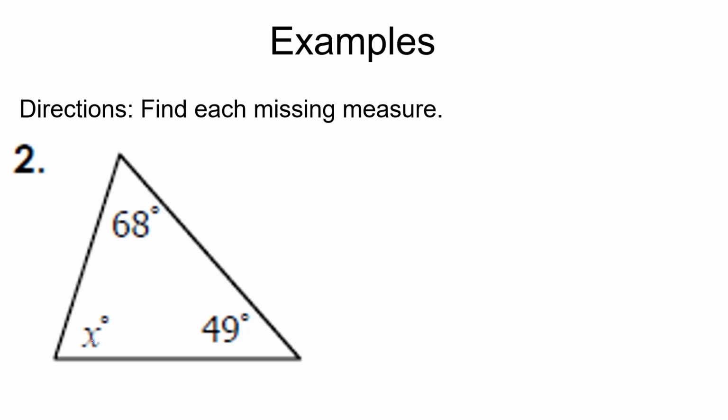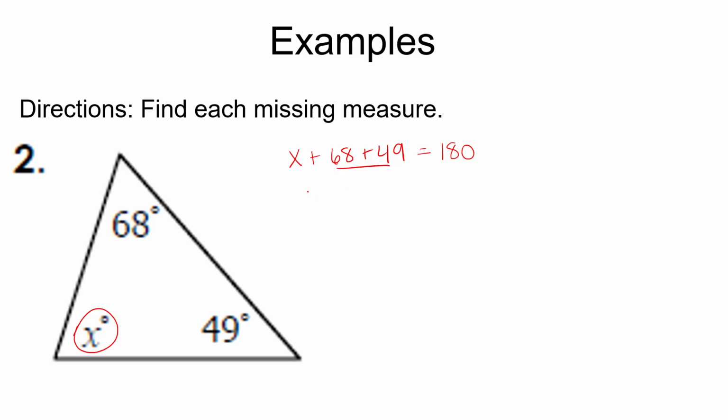So I know that I have angle x, an angle that is 68 degrees, and an angle that is 49 degrees. But I know that when I add them all together, so when I add x plus 68 plus 49, since they are inside of a triangle, they are going to be equal to 180 degrees. So in order to find this missing angle, I'm just going to solve this equation.